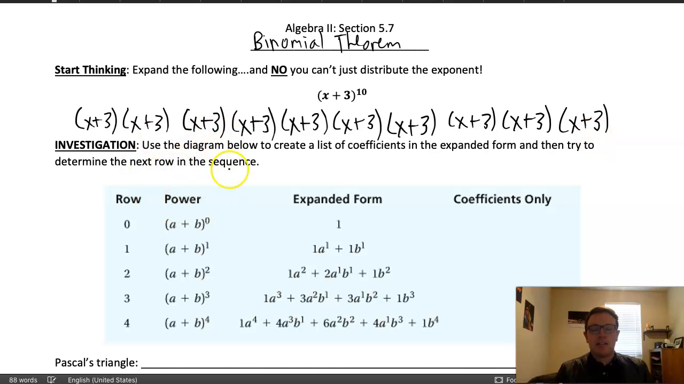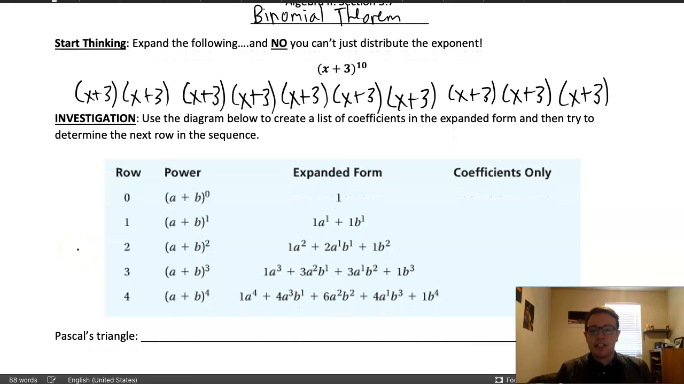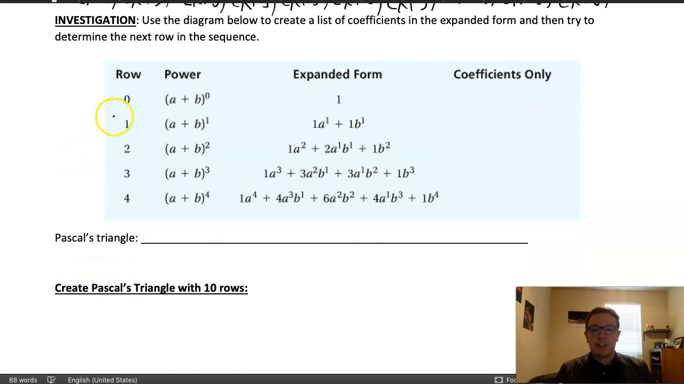Now this is a pain to write out. We don't want to have to always do this. So instead what we're going to do is look at these expanded forms, see if we can figure out any sort of method or rule that we're using to write these down, by looking at the coefficients.